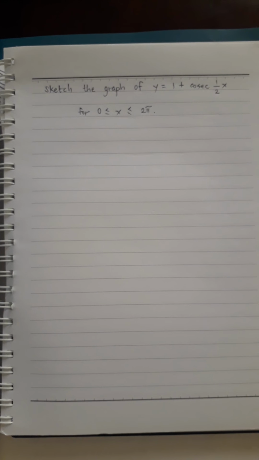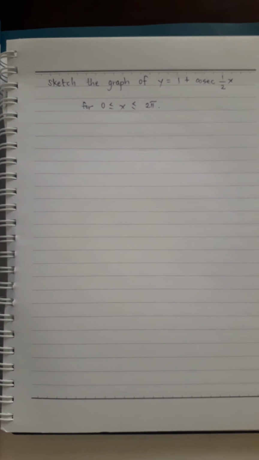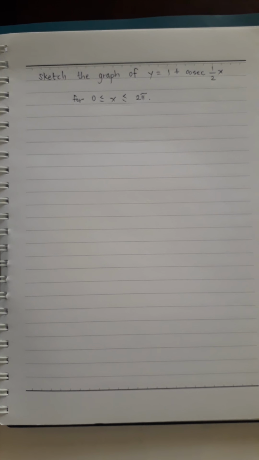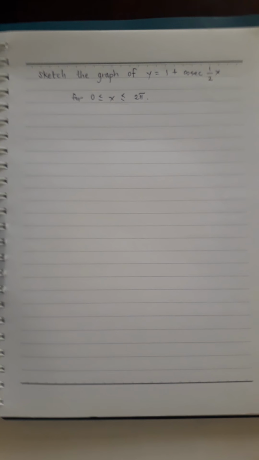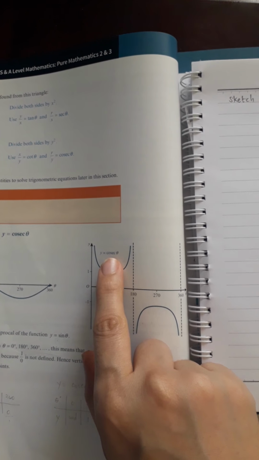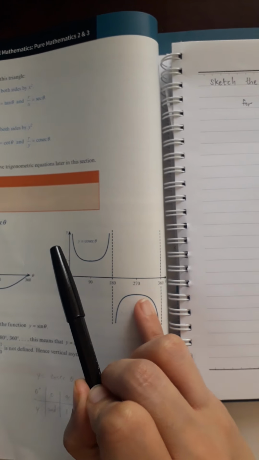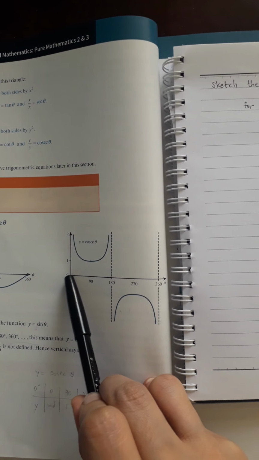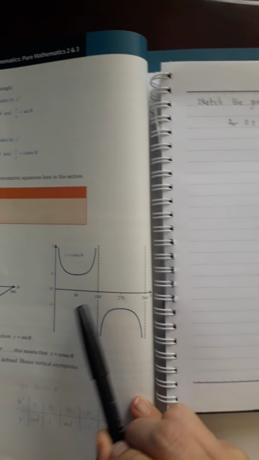One, how we transform graphs, how we transform functions. And second, we have to remember the graph of y equals cosecant x. So this is from a page in the book. Here it shows us the graph of y equals cosecant theta. Instead of theta, we are using the variable x, and the values are plotted on the horizontal axis. Okay, so this is how it looks.